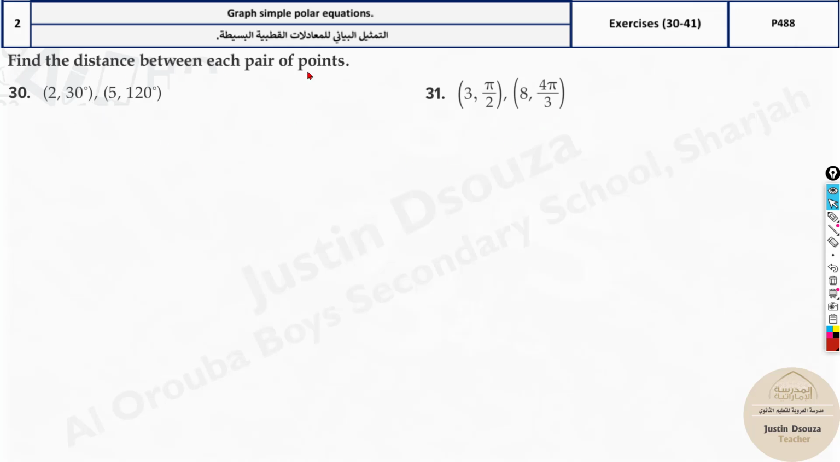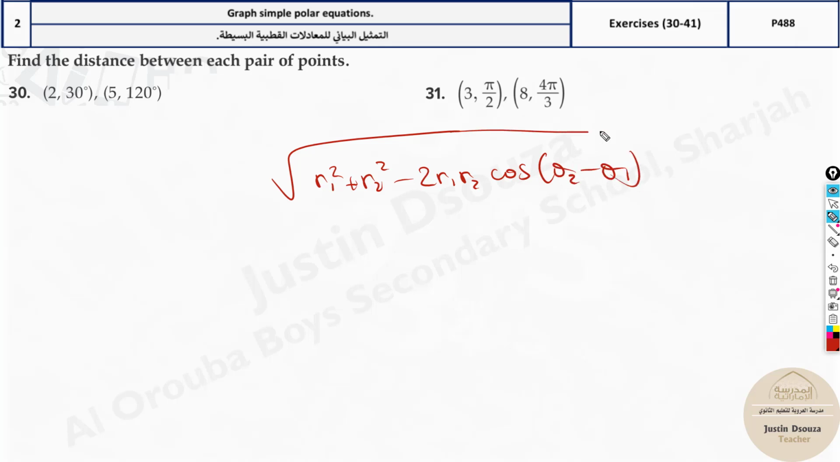See, they have clearly mentioned over here from 30 to 41: find the distance between each pair of points. How do you find it? Let's write the formula. Square root of r1 squared plus r2 squared minus 2 times r1 r2 cos of theta 2 minus theta 1. This formula must be memorized. Now here, this is r1, theta 1, r2, theta 2. You can even interchange the points. You'll get the same answer, so no bother in that.